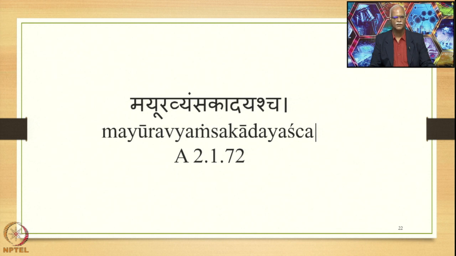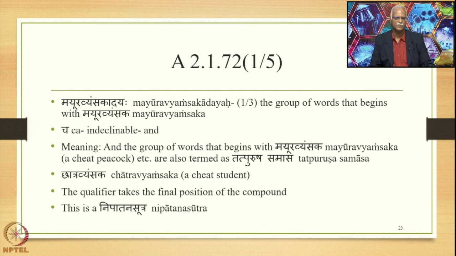Now we come to the last sutra of this particular section dealing with the karmadharaya samasas. And this is Mayura Vyamsakadayascha, 2172. There are two padas in the sutra. Mayura Vyamsakadayaha, this is prathama bahuvachana, and cha. What this means is that the group of words that begins with Mayura Vyamsaka, this is the meaning of Mayura Vyamsakadayaha. Cha means and, an indeclinable, avyaya. Mayura Vyamsaka means a cheat peacock. Vyamsaka means a cheat. Mayura is a peacock. So Mayura Vyamsaka stands for a cheat peacock, etc. They are also termed as Tatpurusha Samasa.